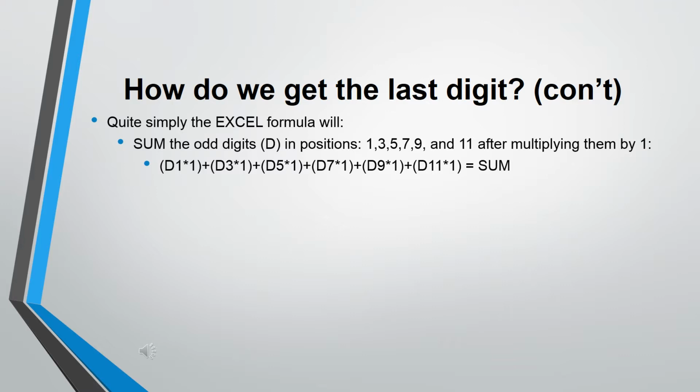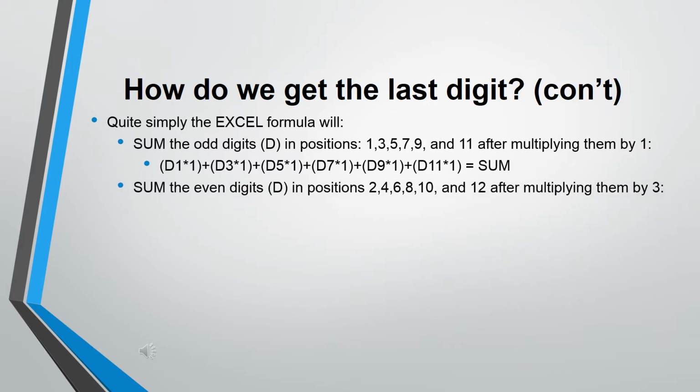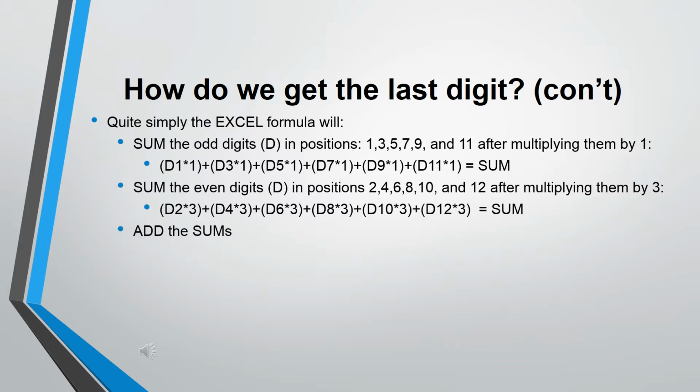That equals the sum. We'll then sum the even digits, D, in positions 2, 4, 6, 8, 10, and 12 after multiplying them by 3. And again, you can see D2 times 3 plus D4 times 3 as we expand that out equals the sum. You will then add the sums, both odd and even.